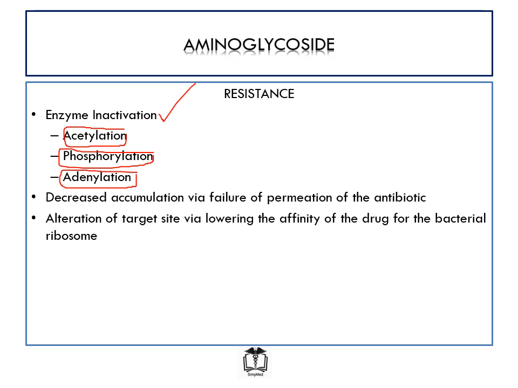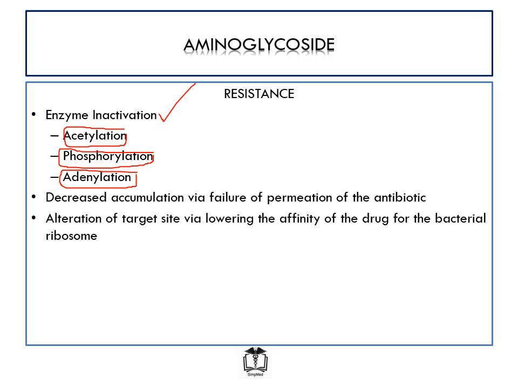Another way in which bacterium could resist the aminoglycoside is by decreasing accumulation through the failure of permeation of the antibiotic. Remember that aminoglycosides must first go through different means of transportation to enter into the cytoplasm. From the outer membrane to the periplasmic space, it makes use of porins through passive diffusion. So you could have the bacterium altering the porins and eventually reducing the entry of the aminoglycoside into the periplasmic space. You could also have them altering the particular active transporter that it uses when it's moving from the periplasmic space into the cytoplasm. This is one way in which the effect of aminoglycosides could be resisted by a bacterium.